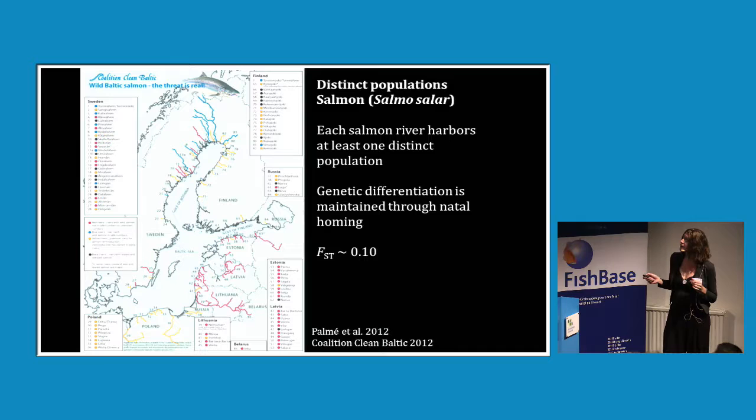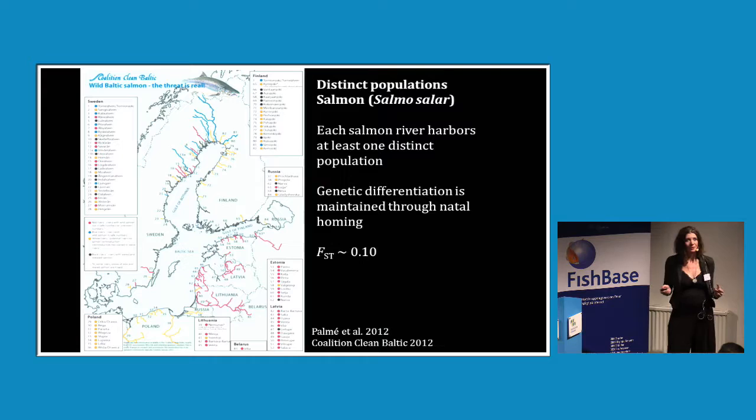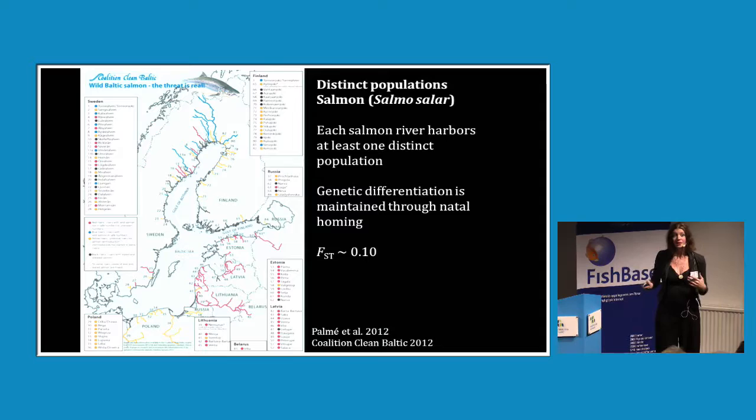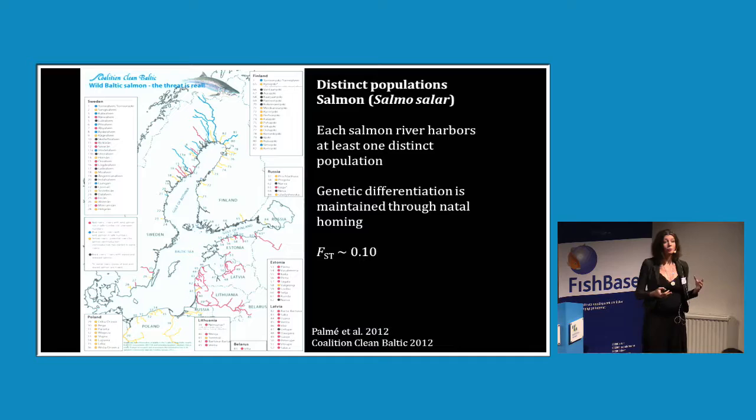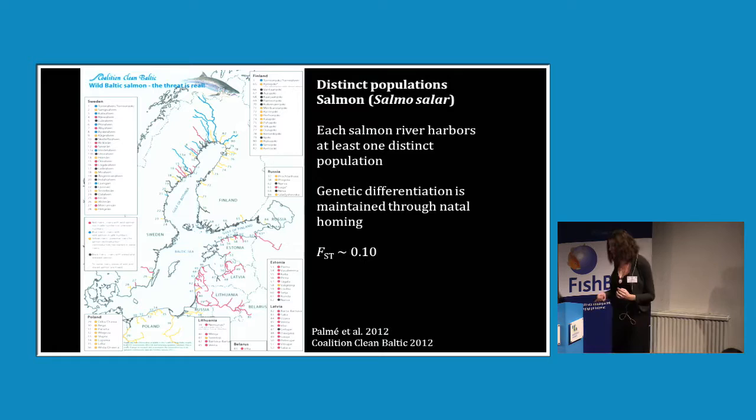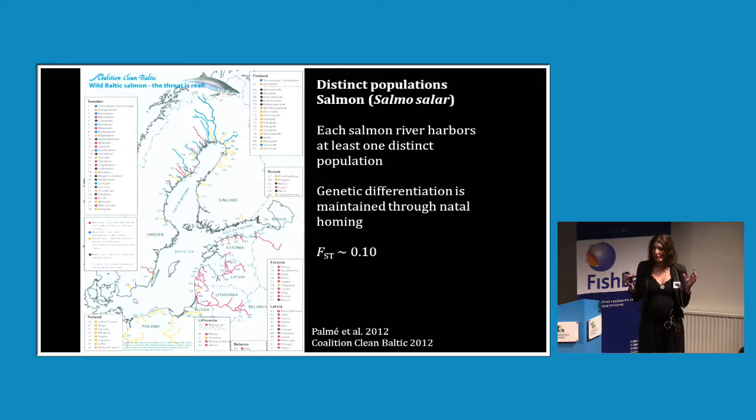FST is a concept that I will come back to several times during this talk, so I will just briefly explain it for those of you who are not familiar with genetic measurements. It is a measurement of genetic differentiation between populations. Theoretically, it goes between 0 and 1, where 0 is no differentiation at all, and 1 is completely different gene variants in all loci. When I say that it goes between 0 and 1, 10% might not seem like much, but you just have to believe me here that 10% is quite a large genetic differentiation.